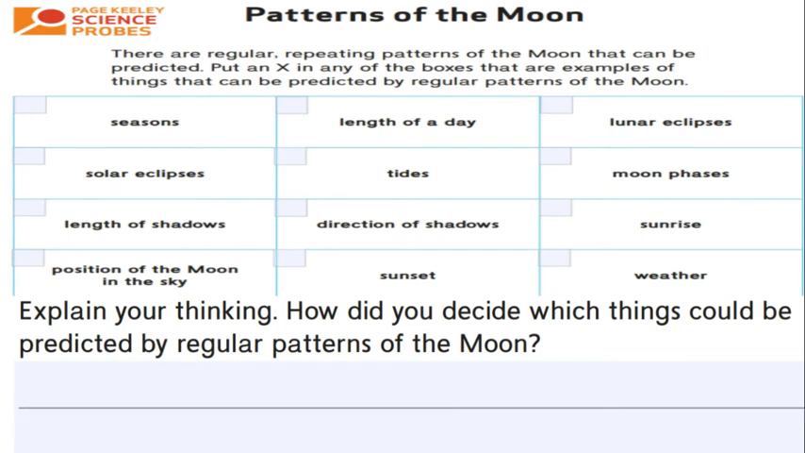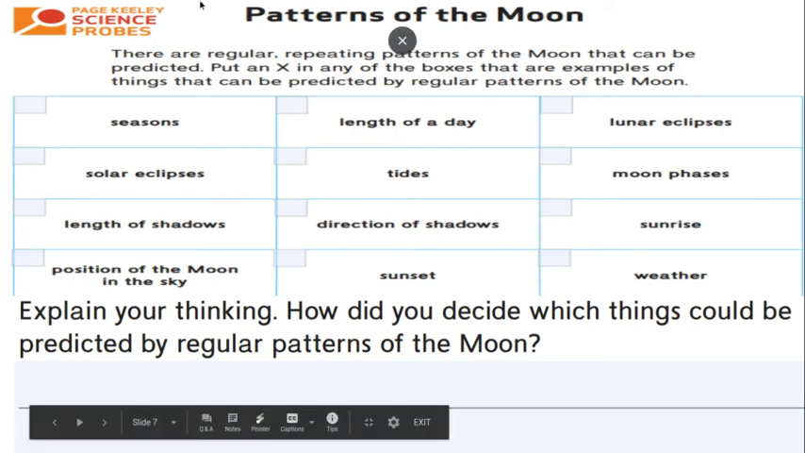I would like for you to do now is reread each box. And we can't put an X in the boxes because we don't have our Be a Scientist notebooks. But what you can do is write down the word or phrases of the things that can be predicted by regular patterns of the moon in your copybook. So you're going to pause and do that now. And you're going to explain your thinking. How did you decide which things could be predicted by regular patterns of the moon? So try your best to explain your thinking in your notebook. Okay, pause now and please complete this activity.